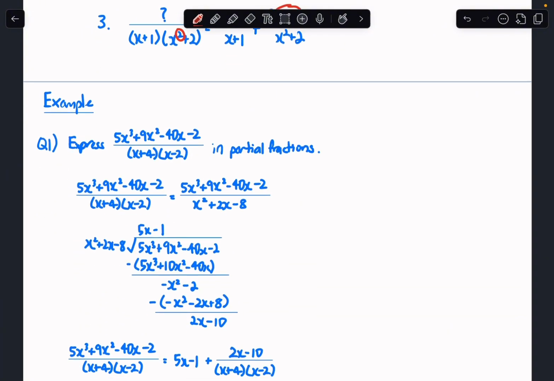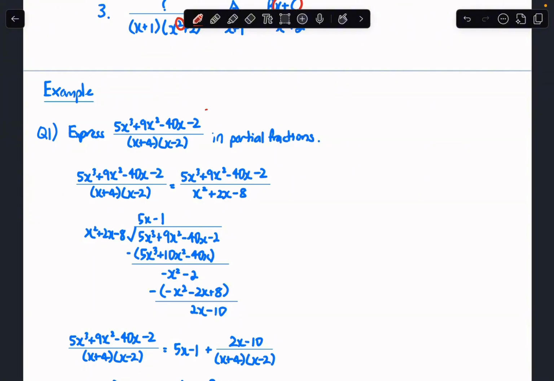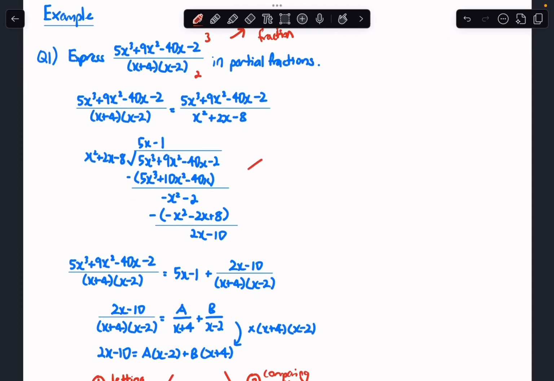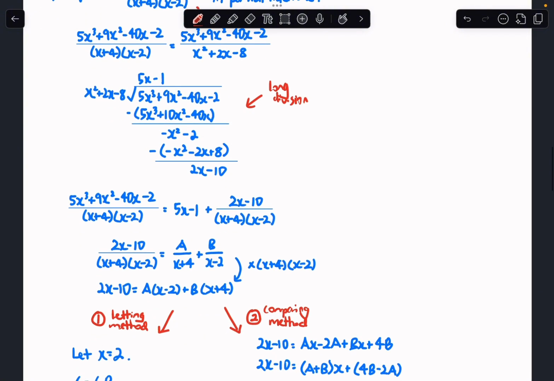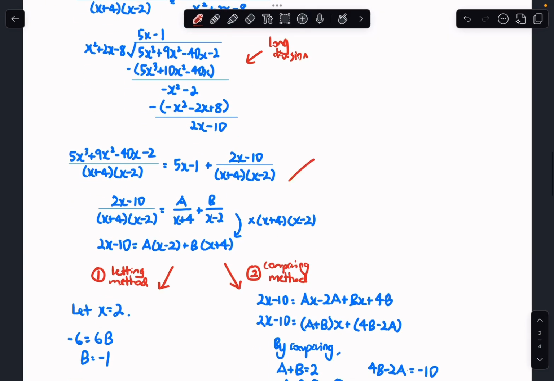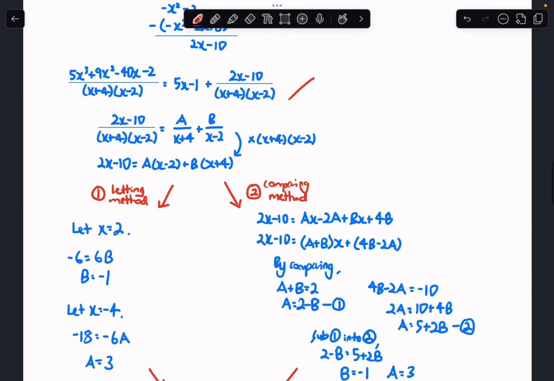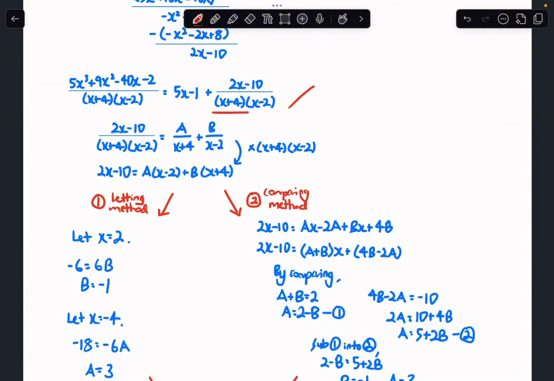Express 5x cubed plus 9x squared minus 40x minus 2 over x plus 4, bracket x minus 2. As you can tell, the top power is 3, the highest, and the bottom is 2. So this is an improper fraction, and for an improper fraction, we must do long division. We just do our long division, and we'll get this here. Then from here, we only want to take out this part to do partial fractions, because this other part we can just leave alone.